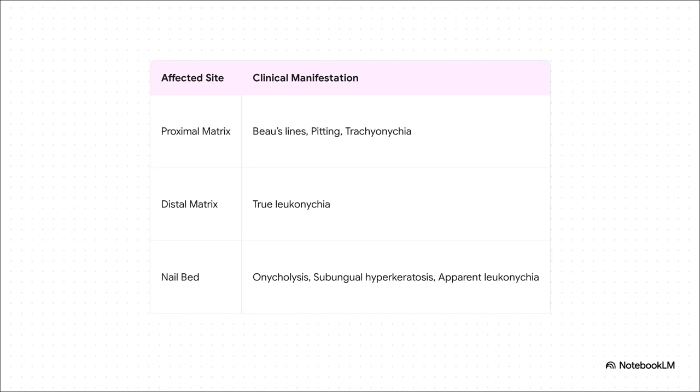So here it is. This is where it all comes together. A problem in the proximal matrix gives you surface changes, like pitting. A problem in the distal matrix gives you true leukonychia. And a problem in the nail bed leads to adhesion issues, like onycholysis. This little chart, this is our diagnostic key.